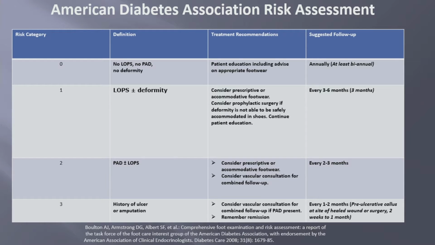But then, as we start to get increasing symptomatology, loss of protective sensation plus a deformity, maybe they have a bunion, maybe they have a hammer toe, now we're looking at quarterly examinations. All the way to the bottom, which is ADA risk category 3, those are patients who've had a previous ulcer or previous amputation. These are patients I see at least once a month.